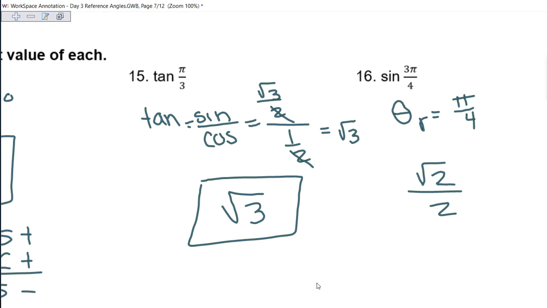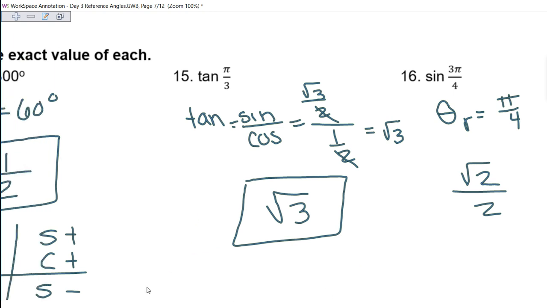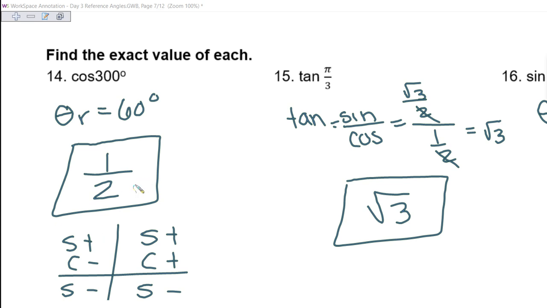And 3 pi over 4, I have to decide which quadrant would that terminate in. Well, here's 1 pi over 4, 2 pi over 4. Here is 3 pi over 4. So which quadrant did I terminate in? Quadrant 2. And we were looking for the sine. So is sine positive or negative in quadrant 2? Positive. So the answer is square root of 2 over 2.